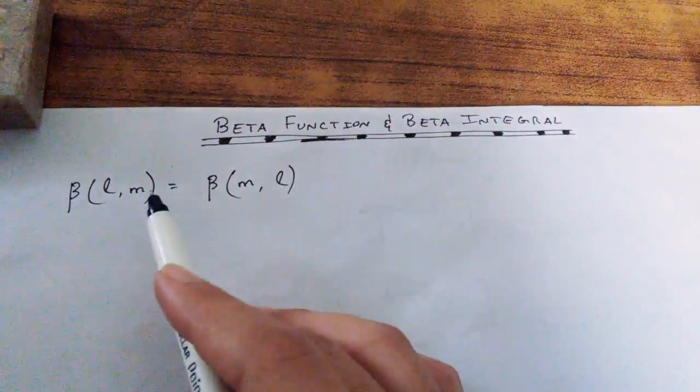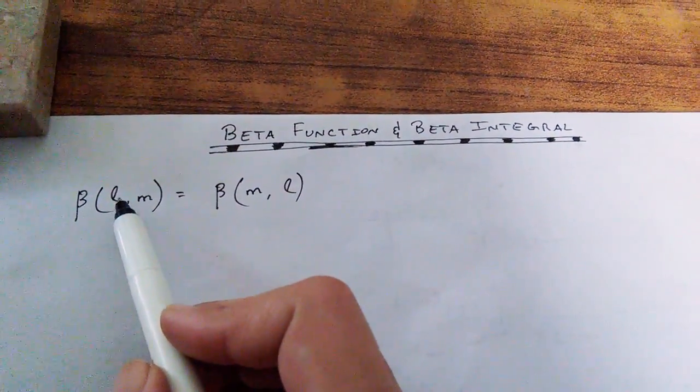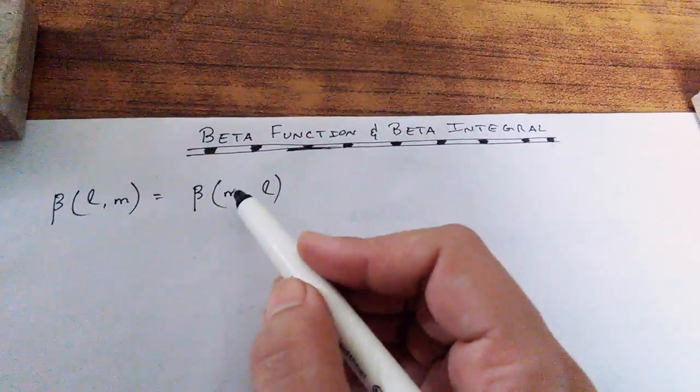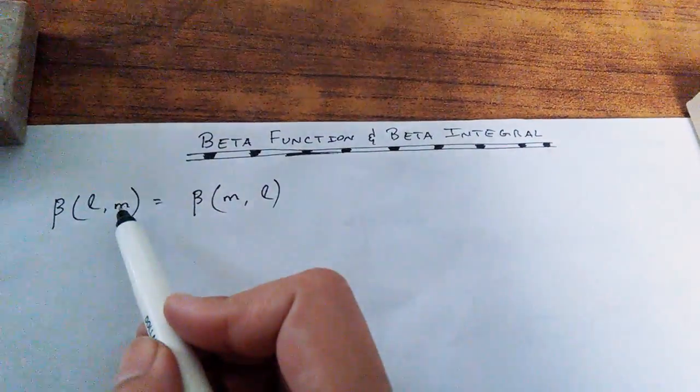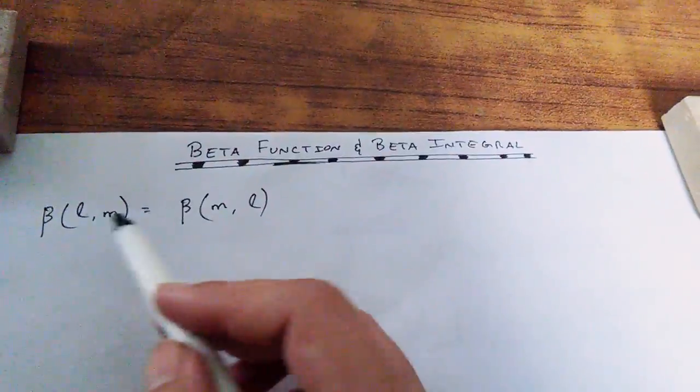In today's video we are going to discuss the property of the beta function, which is this: the beta function of L and M is equal to the beta function of M and L. If you simply swap these two real positive numbers, nothing is going to affect the function.